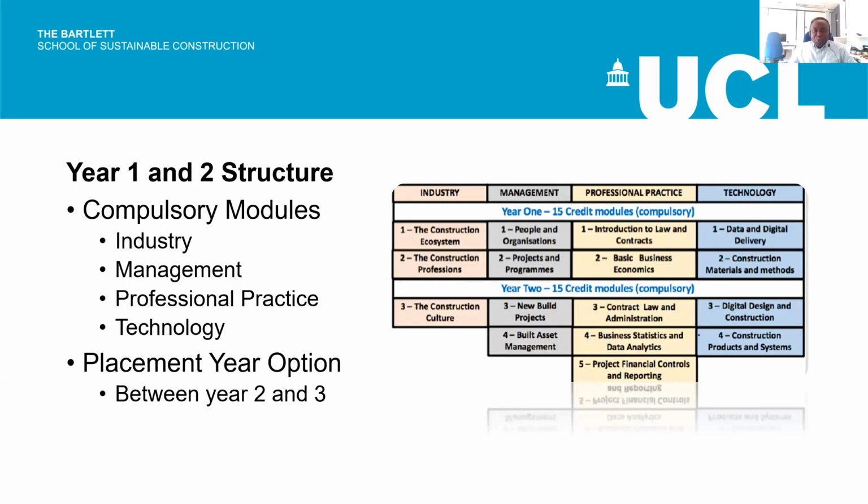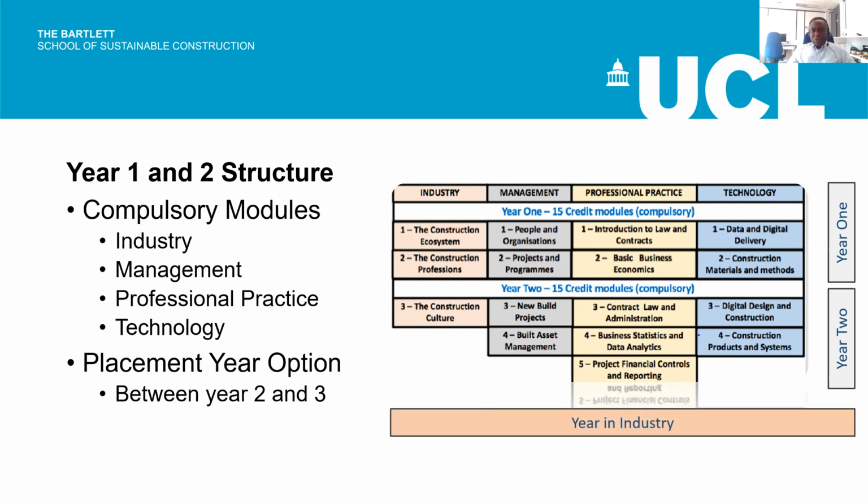So this is what the module structure looks like in the 1st and 2nd years. You will be taking 8 compulsory modules each year, generally around the compulsory module clusters. Examples of modules would be project and program management, introduction to law, which is very essential in construction project environments. You might also be looking at data and digital delivery, as well as construction materials and methods. In the first year, you'll be introduced to the concepts and you build on these concepts in the second year.